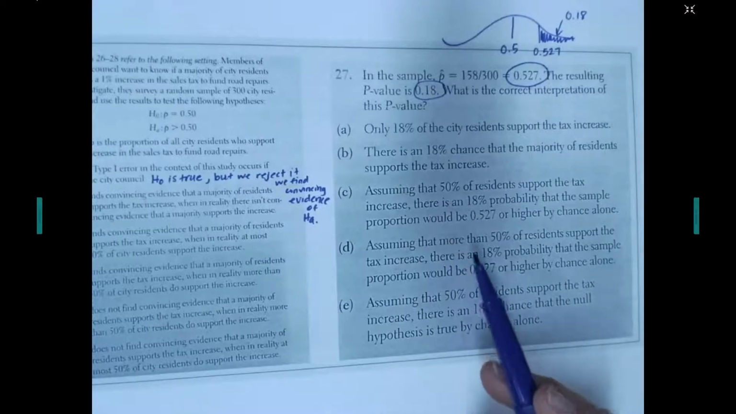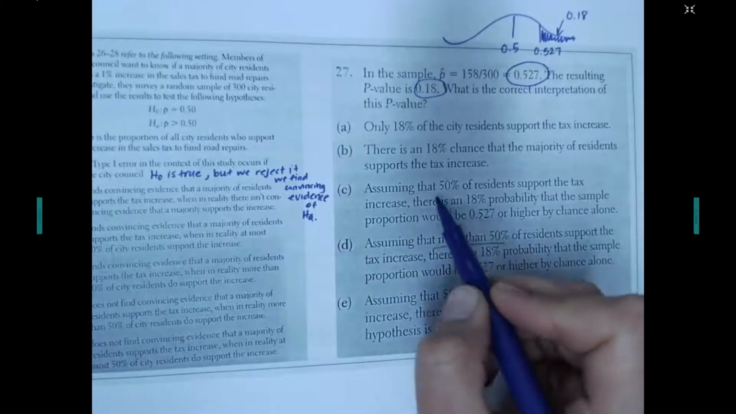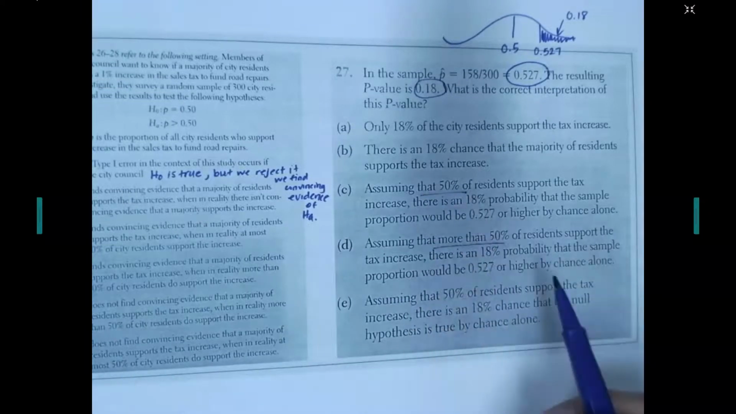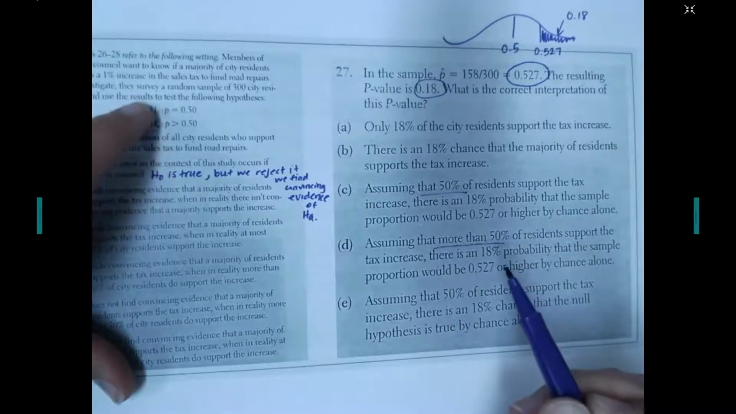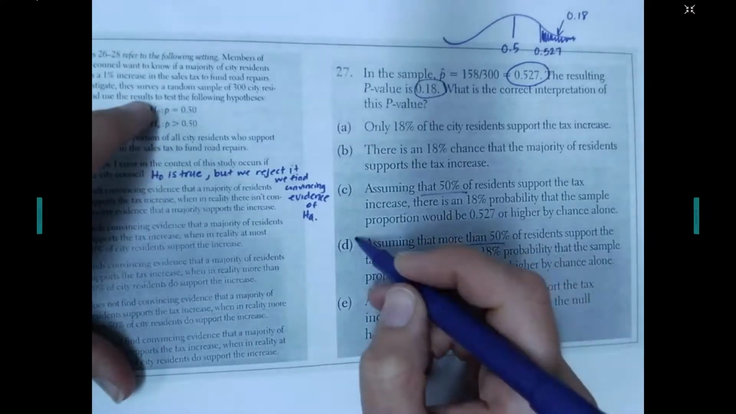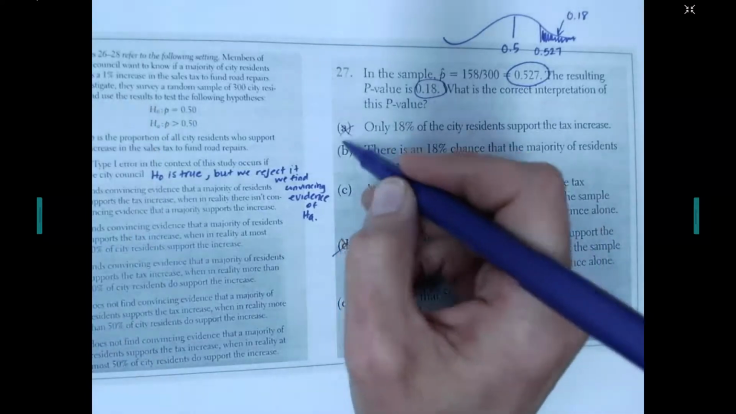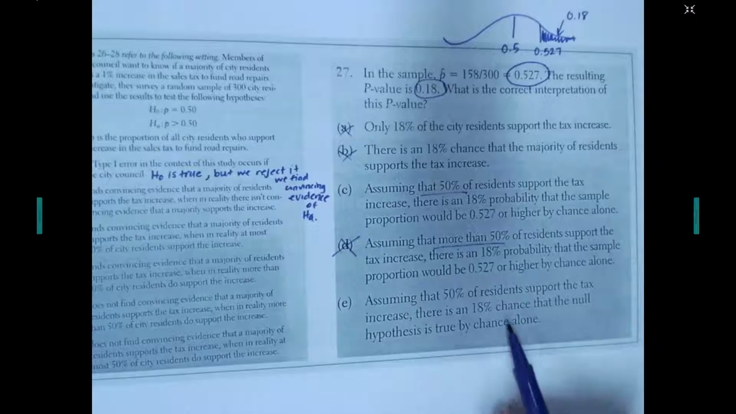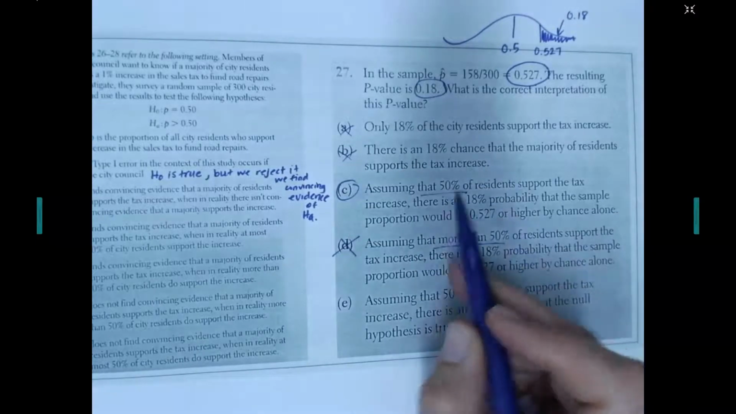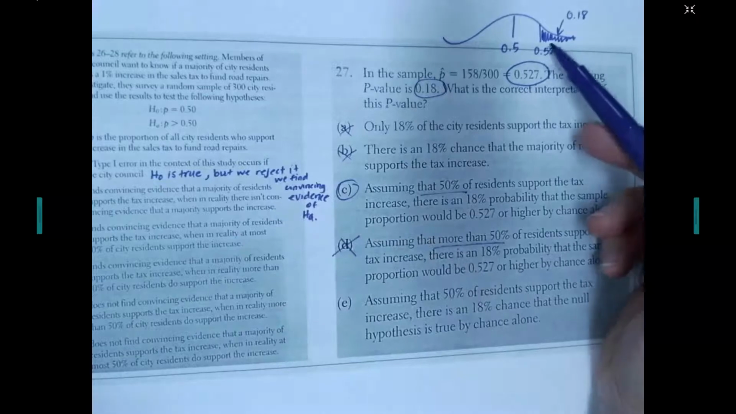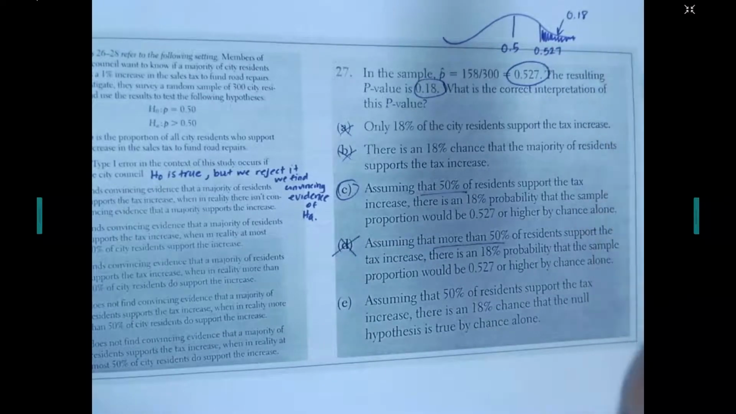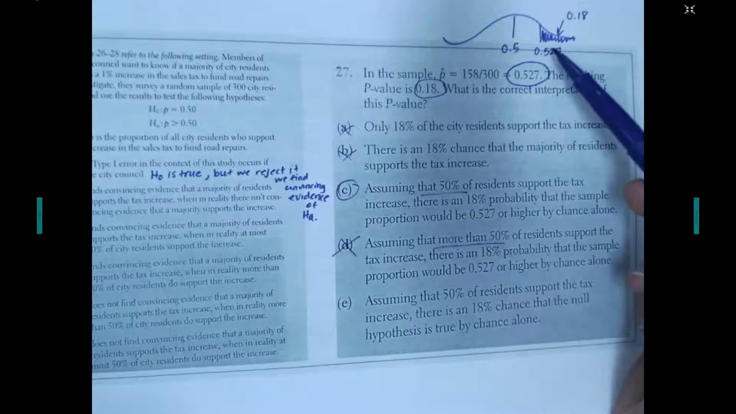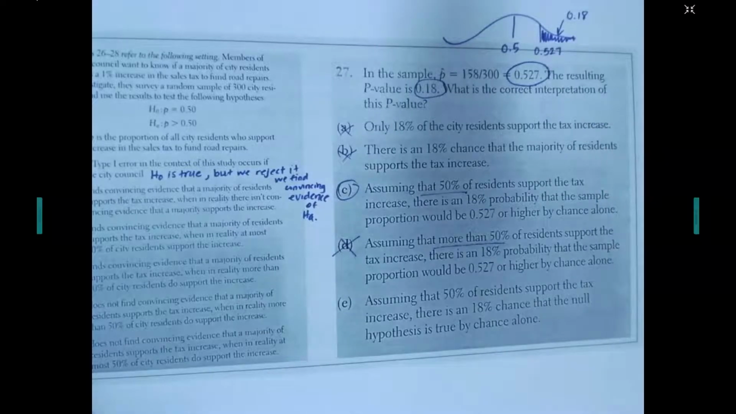Okay, how is this different? Well, that says more than 50, that says 50. Okay, what are we assuming? We're not assuming the alternative is true, we're assuming the null is true, right? So that's not going to work. Okay, and then the last one, assuming that 50% of residents support the tax increase, there's an 18% chance that the null hypothesis is true by chance alone. No. So C is going to be our answer, right? We're assuming the null is true. This is the probability of being at this point or more extreme. So this is the probability of just being out here in this range just by chance alone.